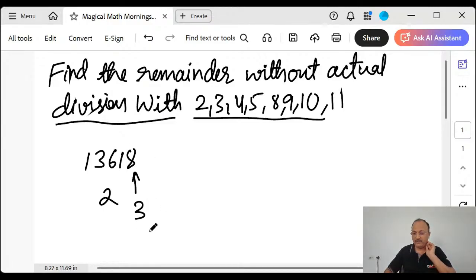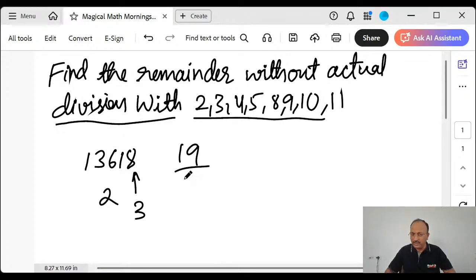What is the remainder when you divide by 3? You add all the digits or cancel the nines, and then whatever is left out, that is the remainder. Correct? Yes, it is 1, because when you add everything, you will get 19.